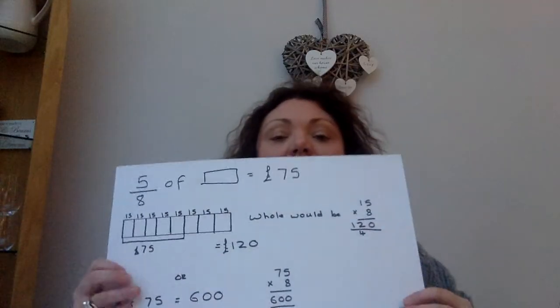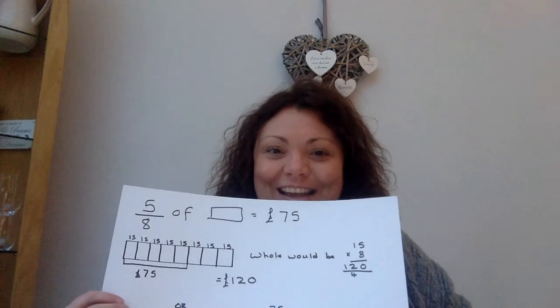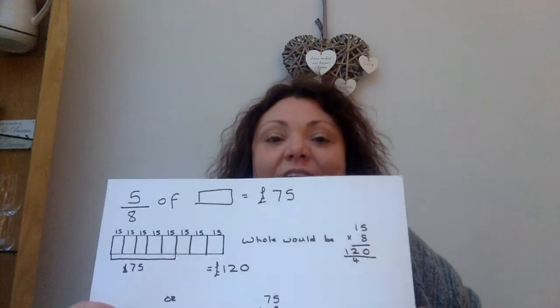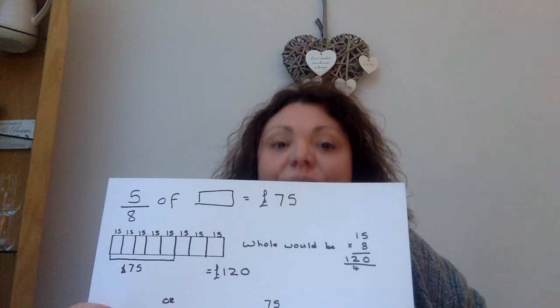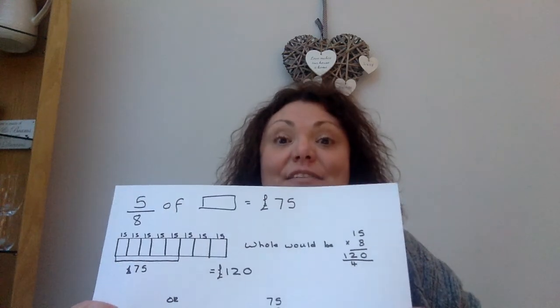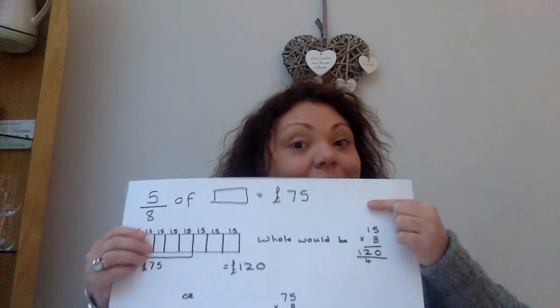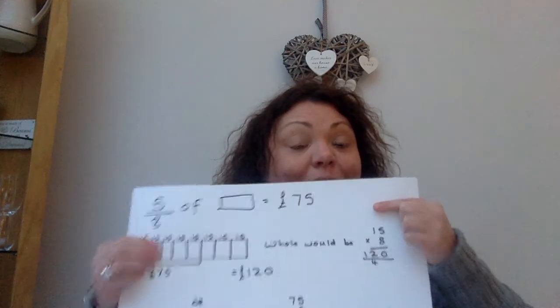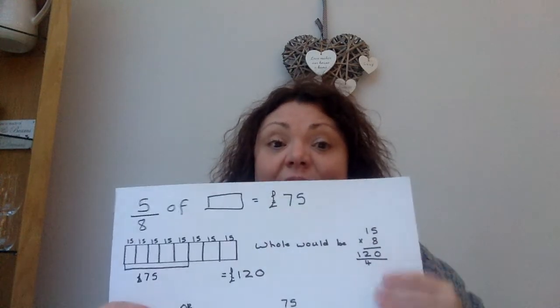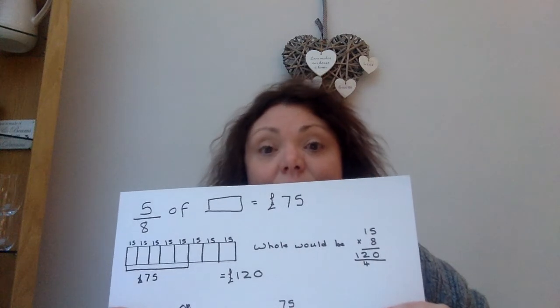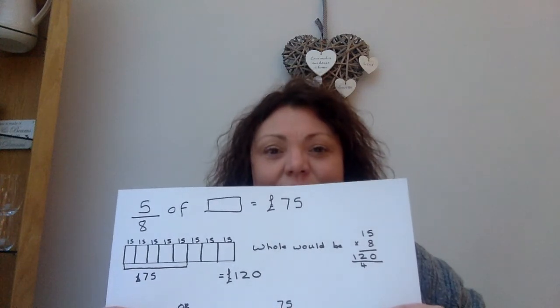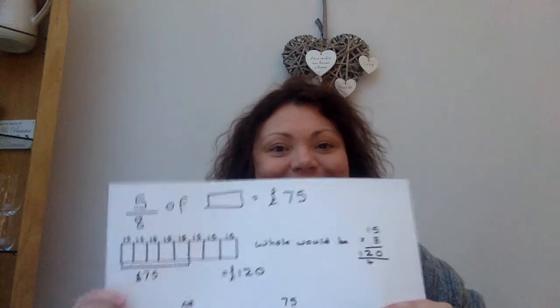All right, so you might have one like this, okay? 5/8 of something equals 75 pounds. Now, we've got to remember this answer is going to have pounds in it. So 5/8 of something equals 75. So what do we do first? Can you think back to what I just did?